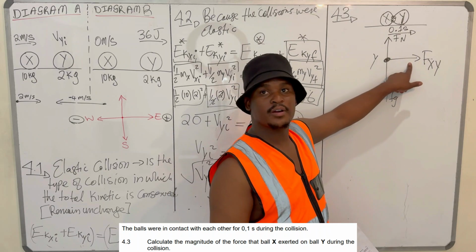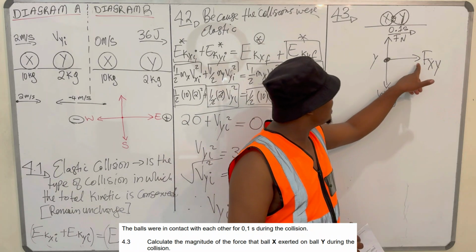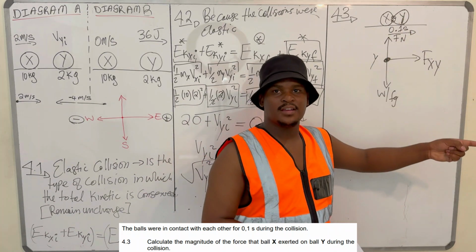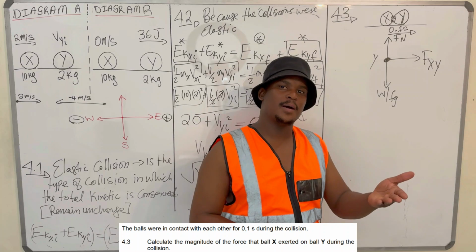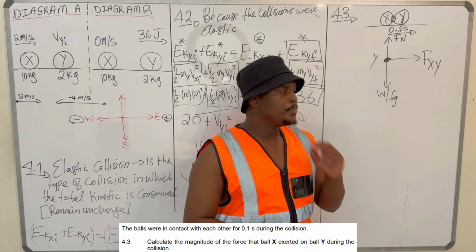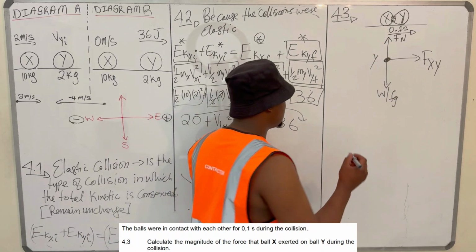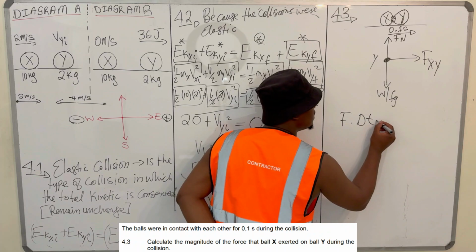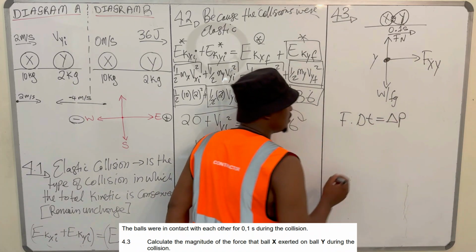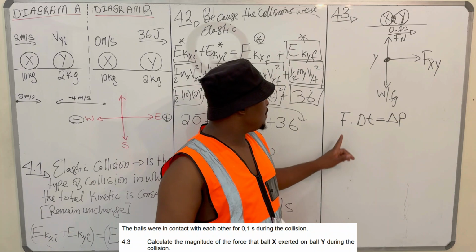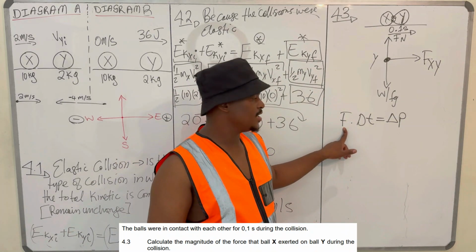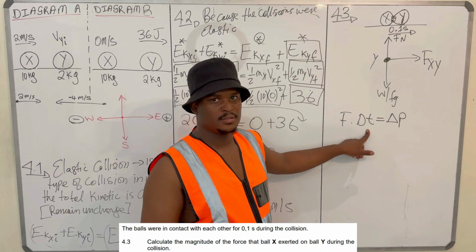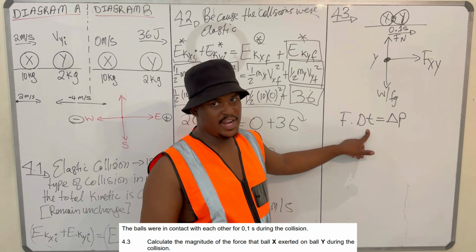So this is the force that we're looking for, right? This force that is exerted by x on y will cause the change in momentum of ball y. Because you know the impulse-momentum theorem, that the impulse is equal to the change in momentum. Your impulse is the product of the force experienced and the time during which the force was experienced.